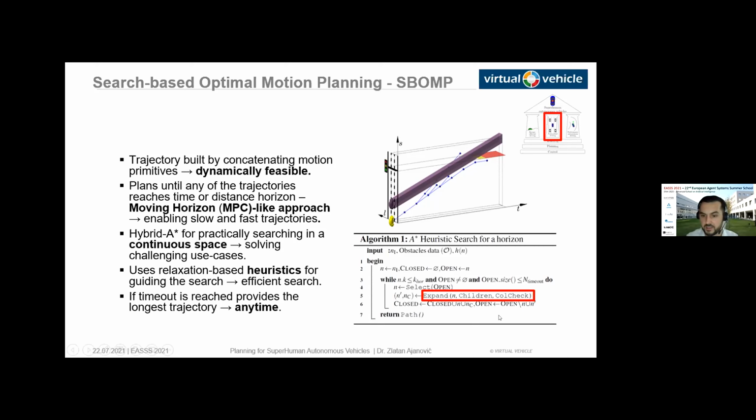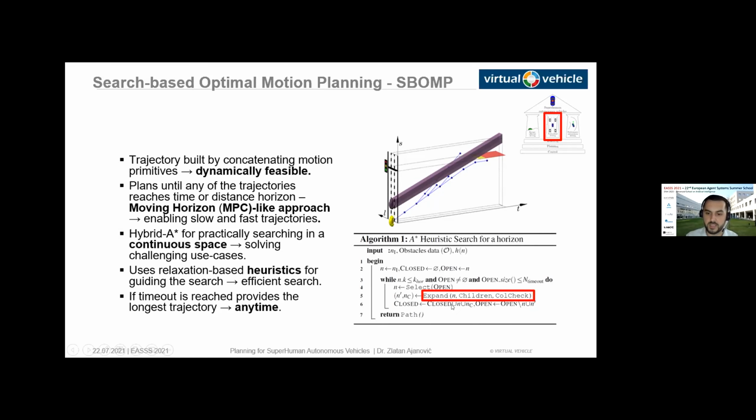So we select it in some manner. Usually we do it greedy. So based on the value, we take the greedy one and we expand it, and then we move it to the closed list and remove it from the open list. And then we do this iteratively until we reach the horizon, so while we are within this horizon here, or until we reach the computation time budget which we have.